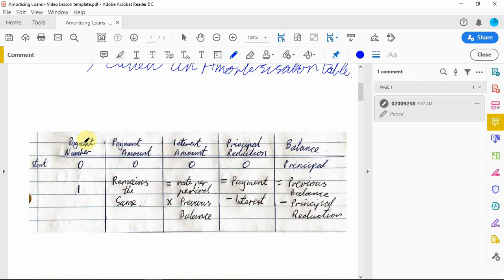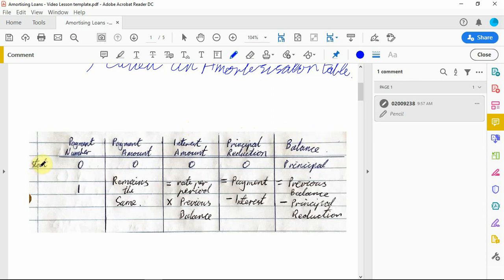Alright, so these columns in the tables are all the same each time. So your payment number in the first column, how much you're going to pay in your payment in the second column, the amount of interest that you are charged in that particular compounding period, how much your principal reduces by in that payment period, and then at the end of that, after you've had your interest charged and paid your repayment, how much your balance is.